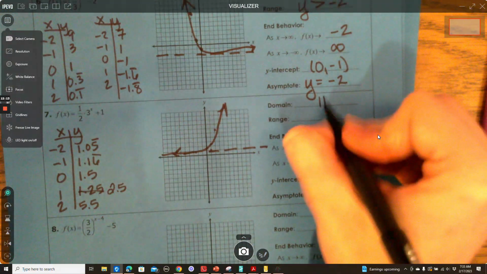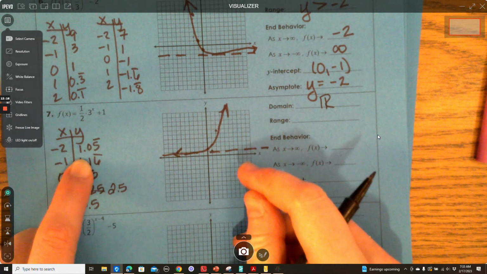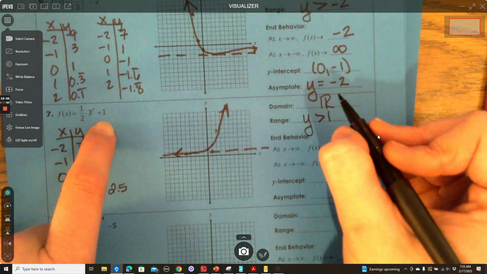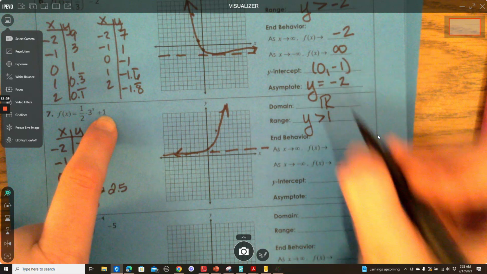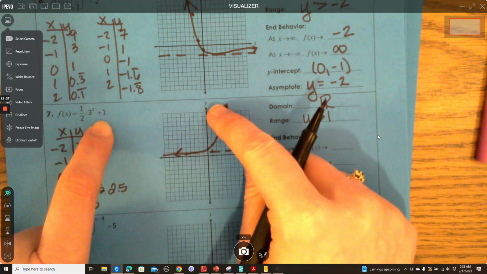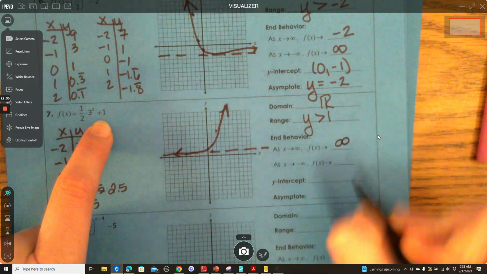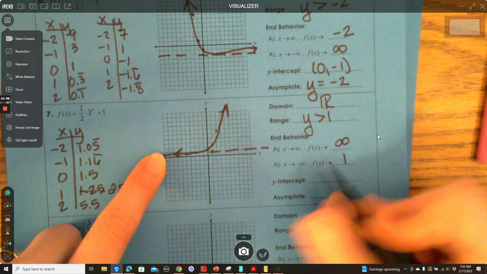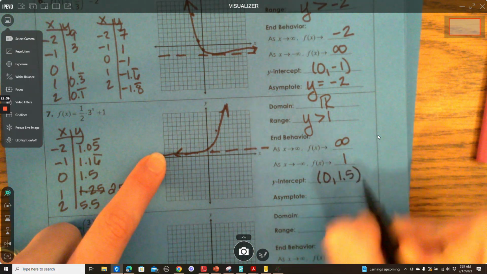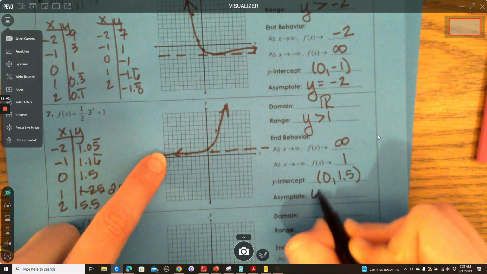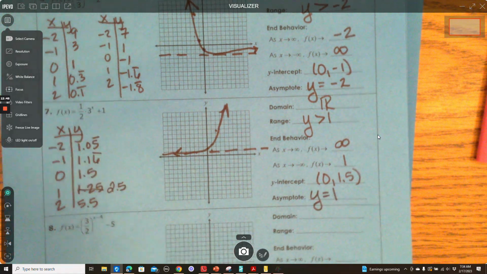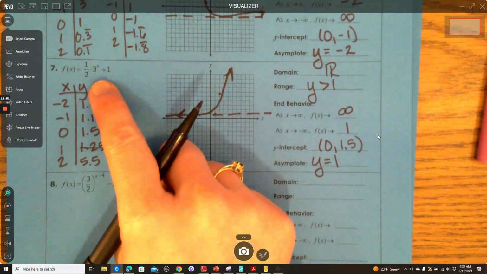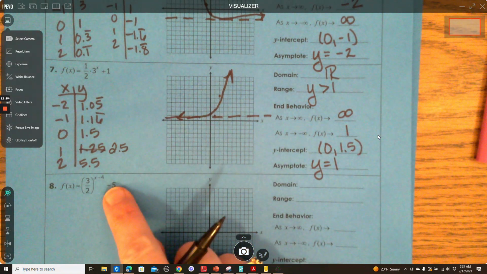So my domain is still all real numbers. On this one, though, my y value is never going to get less than 1, so y is always going to be greater than 1. So again, always look for the end. What's at the end here? That will let you know. The end behavior: as x approaches infinity, y is going to approach infinity. As x approaches negative infinity, y is going to approach 1. My y-intercept is (0, 1.5). My asymptote is y equals 1. Okay, so anytime you're adding or subtracting to the end here, that's when it's going to mess with your range.